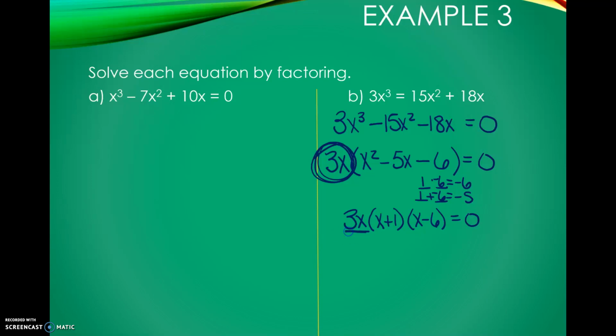If 3x had to equal 0, one of our solutions would be 0, because 3 times 0 would give us 0. If x plus 1 had to equal 0, our solution would be negative 1. If x minus 6 had to equal 0, our solution would be positive 6. In this case, we started with x to the third, so we have the potential for 3 solutions. Whatever your largest exponent is, you have the potential for that many solutions.